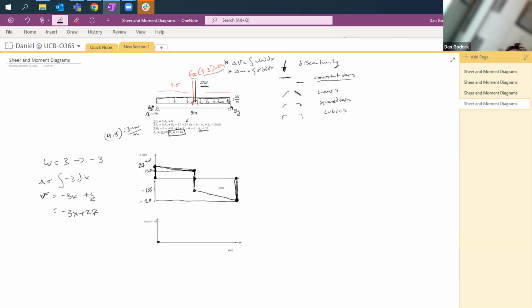Now we can apply that everywhere there's not a discontinuity. So we know we're going down with a slope of minus 3. We know we're starting at 27. But we know our slope is minus 3, and when we have a discontinuity, we apply that by going straight down or straight up if it's acting up. All right, so we have our shear, and we also know that when it crosses 0, we're going to have our maximum moment.